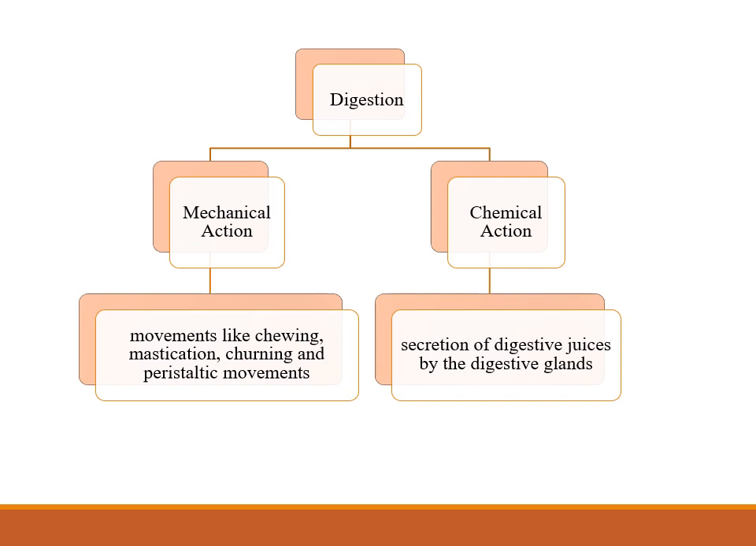Example, saliva is secreted by the salivary glands in the mouth. Also, the gastric juice is the juice secreted by the glands in the stomach. Intestinal juice is secreted in the intestine. Pancreatic juice is secreted by the pancreas.